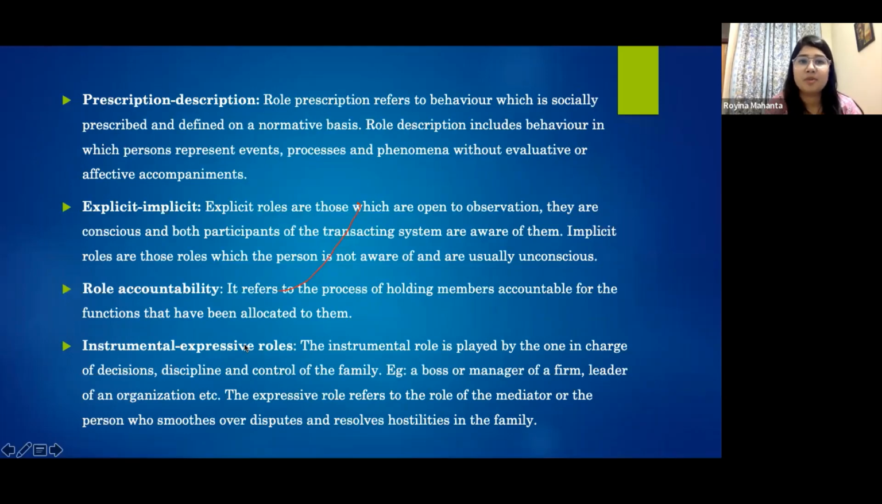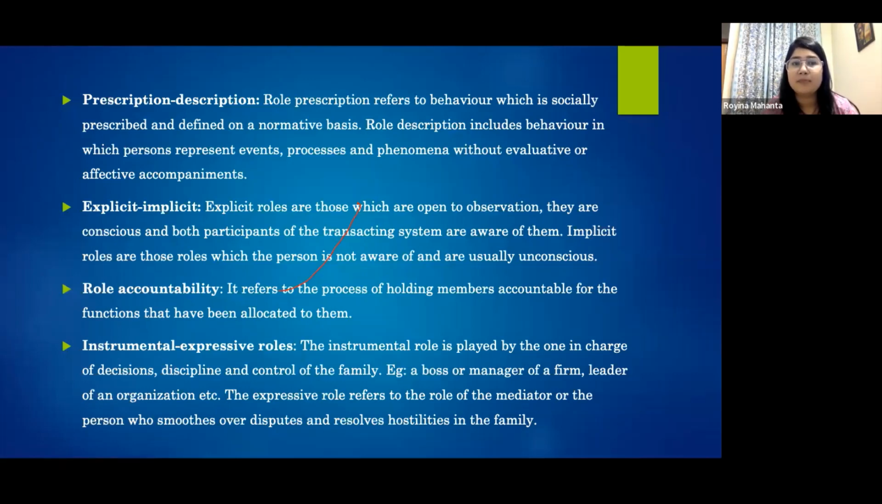Next, we'll move on to prescription and description of role. So role prescription includes behavior which is usually socially prescribed and defined on a normative basis. So these are often things which exist within society. So, for example, a good wife. What is one's definition of a good wife, or what is society's definition of a good wife, a good husband, a good son? A good son or daughter is one who takes care of their parents and does not abandon them when they are old, provides for them financially, spends time with them, respects them, doesn't talk back to them. So these kind of things, where does all this come from? It comes from society.